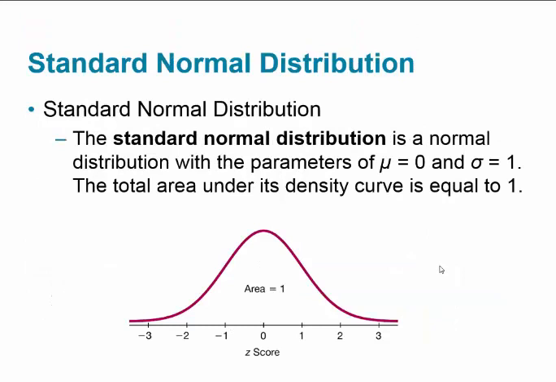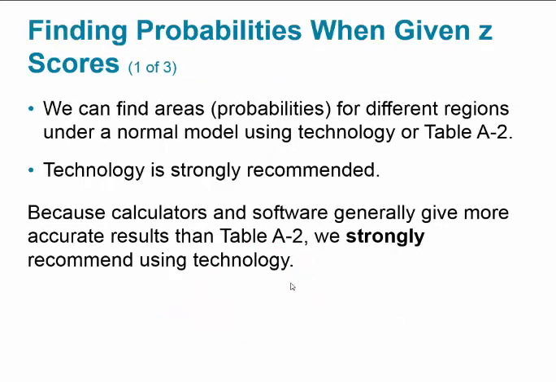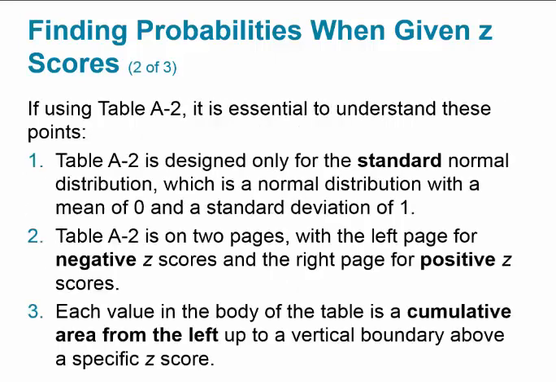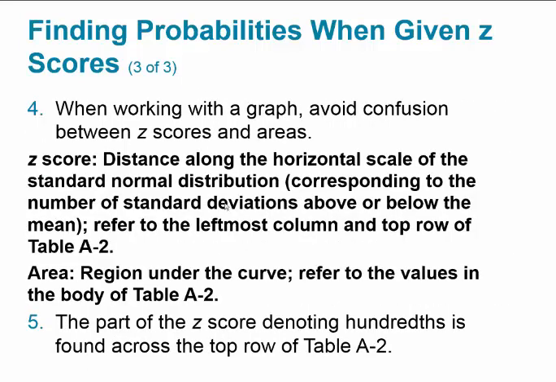So now we're going to talk about the standard normal distribution. The standard normal distribution is a normal distribution with the parameters mu equal to 0 and sigma equal to 1. And the total area under this density curve is equal to 1. So we can find areas or probabilities of different regions under a normal model using technology or a table. We're going to use technology in this course. So we're not going to worry about using the tables.